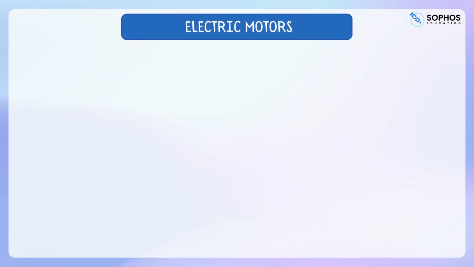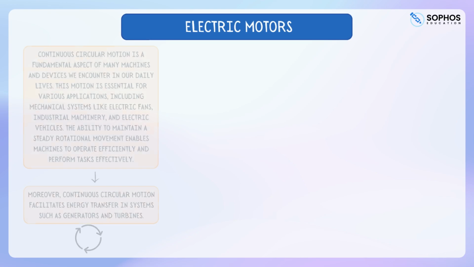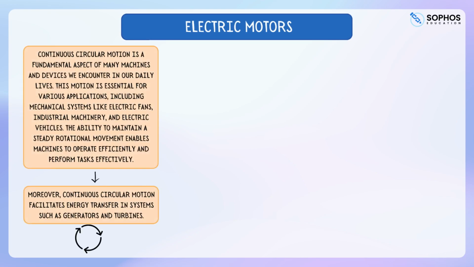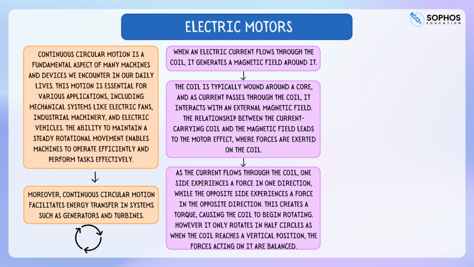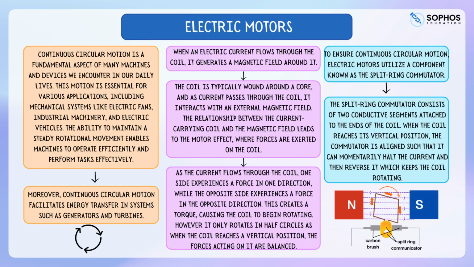In today's lesson, we examined the importance of continuous circular motion in various applications and explored how electric motors achieve this through the interaction of a coil in a magnetic field. We discussed the mechanics of how a current-carrying coil produces semicircular motion and explained why this motion does not continue indefinitely without intervention. Finally, we looked at the critical function of the split-ring commutator in ensuring continuous rotation.